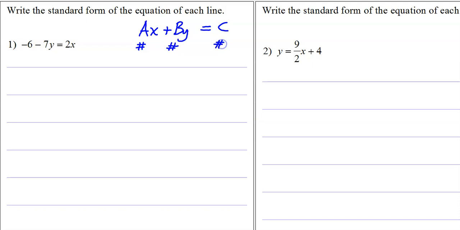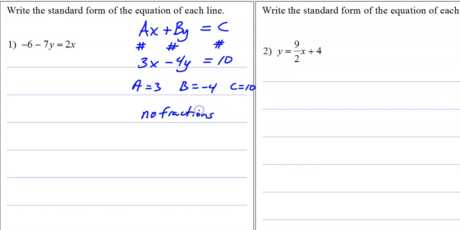I know a lot of you guys on the PSAT are like, what does constant mean? A constant's just a number. So an example would be something like 3x minus 4y equals 10, where a is 3, b would be negative 4, and c is 10. So basically that's what standard form is. Another thing about standard form to keep in mind, no fractions are allowed. So for a and b, you can't have a half or a third. They've got to be whole numbers. They can be negatives, that's okay.